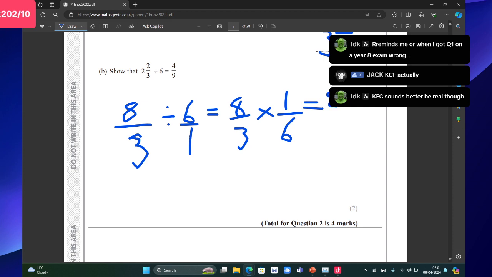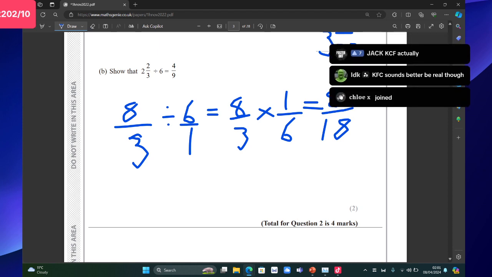8 times 1 is going to be 8. Sorry, I can't stop laughing. Okay, 8/18, dividing top and bottom by 2, I'm going to get 4/9.